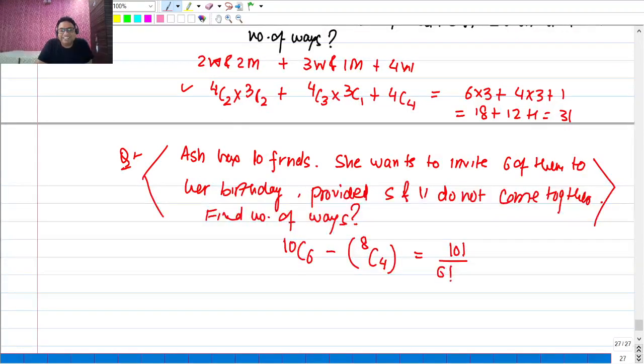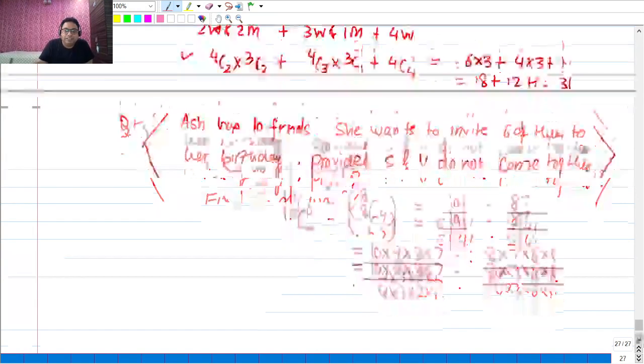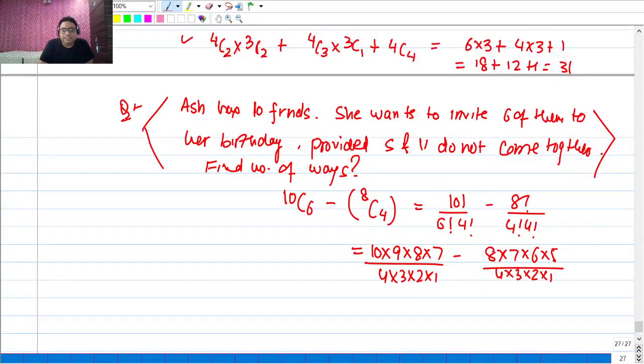10 factorial upon 6 factorial 4 factorial, minus 8 factorial upon 4 factorial 4 factorial. 10 into 9 into 8 into 7 upon 4 into 3 into 2 into 1, minus 8 into 7 into 6 into 5 upon 4 into 3 into 2 into 1. Sometimes it's important to solve, guys. So 4 and 2 and 8 cancels off. So 210 minus 70, this is coming out to be 140 ways.